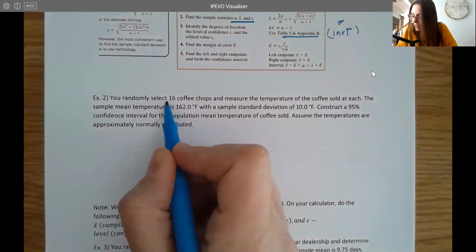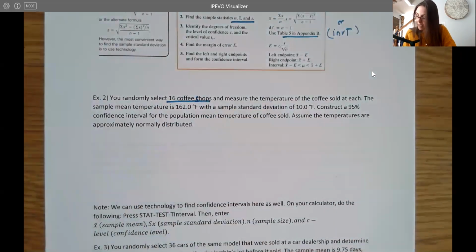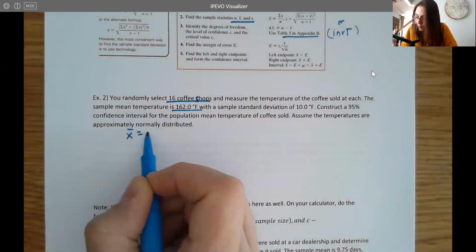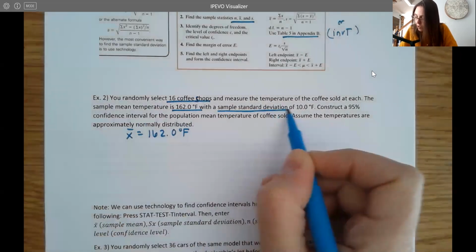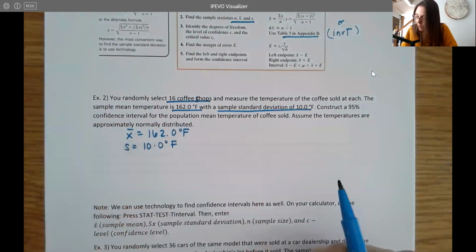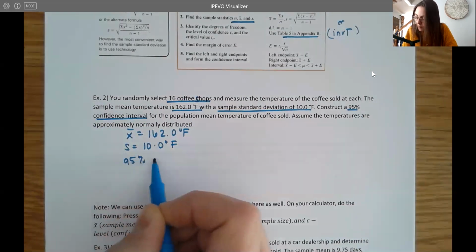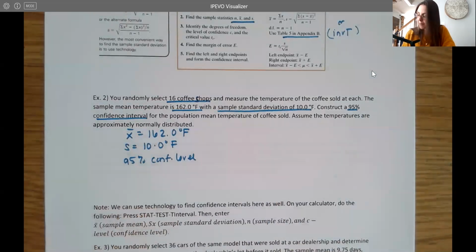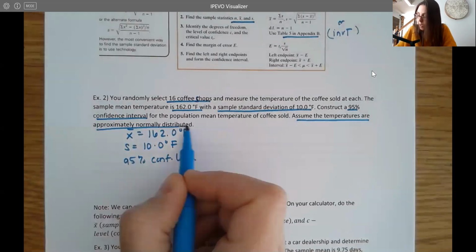We randomly select 16 coffee shops, sorry, I should say shops, not chops, and measure the temperature of coffee sold at each. The sample mean is 162 degrees Fahrenheit with a sample standard deviation of 10.0 degrees Fahrenheit. We're going to construct a 95% confidence interval for the population mean temperature sold.